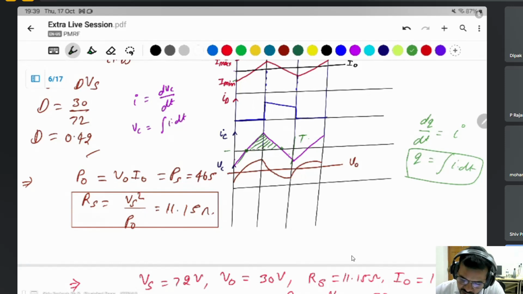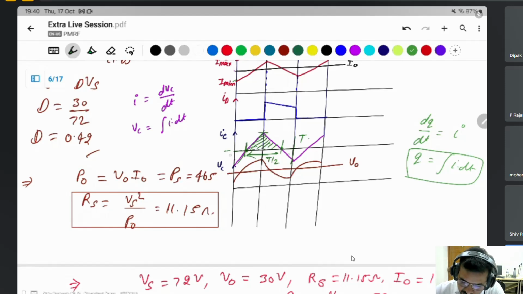Then you can simply calculate the area of this one. This time is the same, which is the off time. Then you can take the total time. This one is T/2. Half the time it will be charged, half the time it will be discharged.